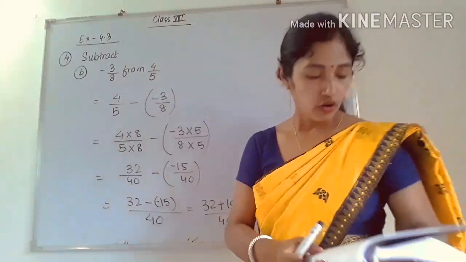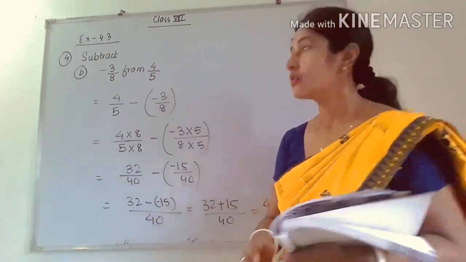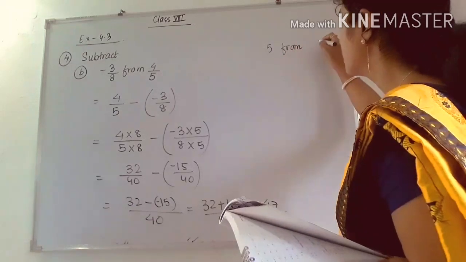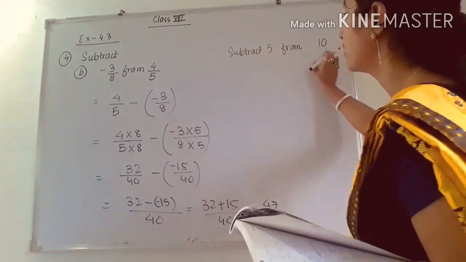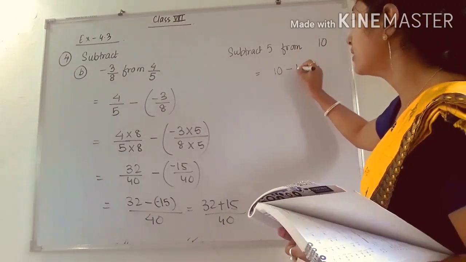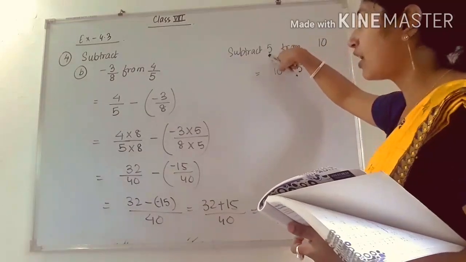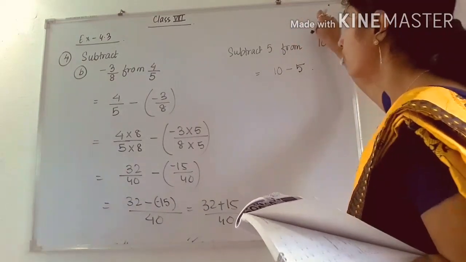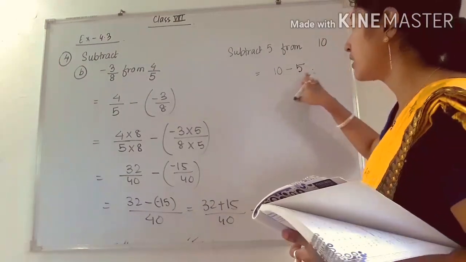Next is question number 4. Here you have to subtract, subtract one number from another. Suppose I write subtract 5 from 10. Then the mathematical statement for this question will be 10 minus 5, because we are taking away 5 from 10. There are 10 numbers, we are taking 5 from 10 numbers. That's why we have to write 10 then minus 5.